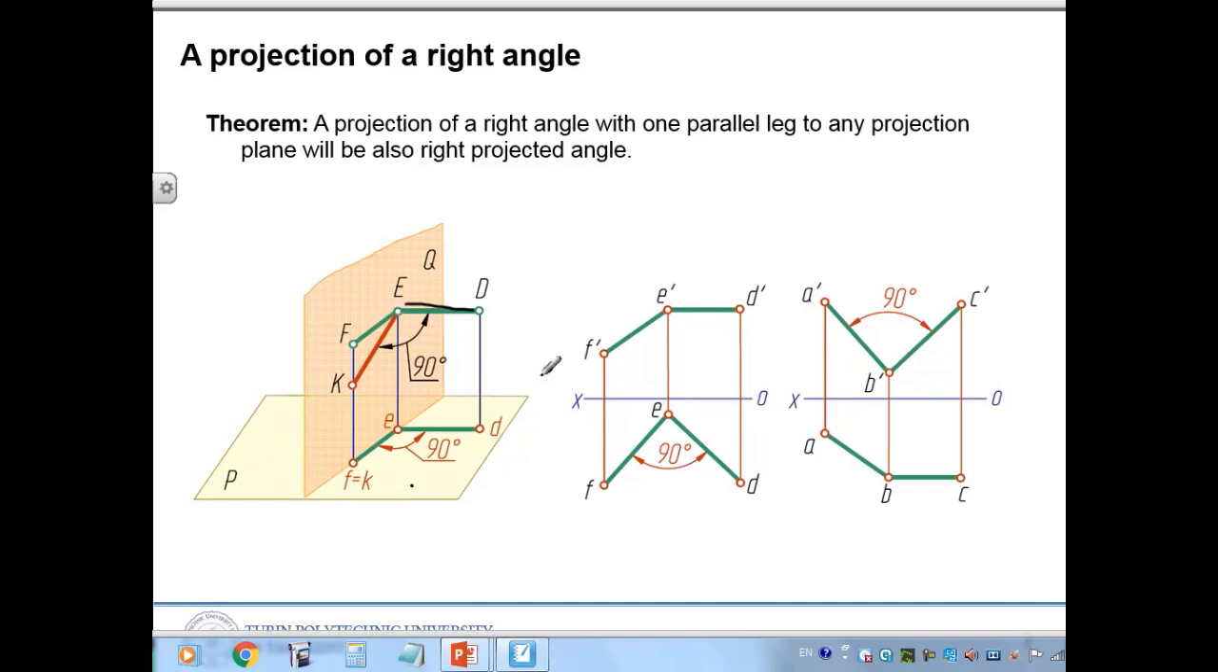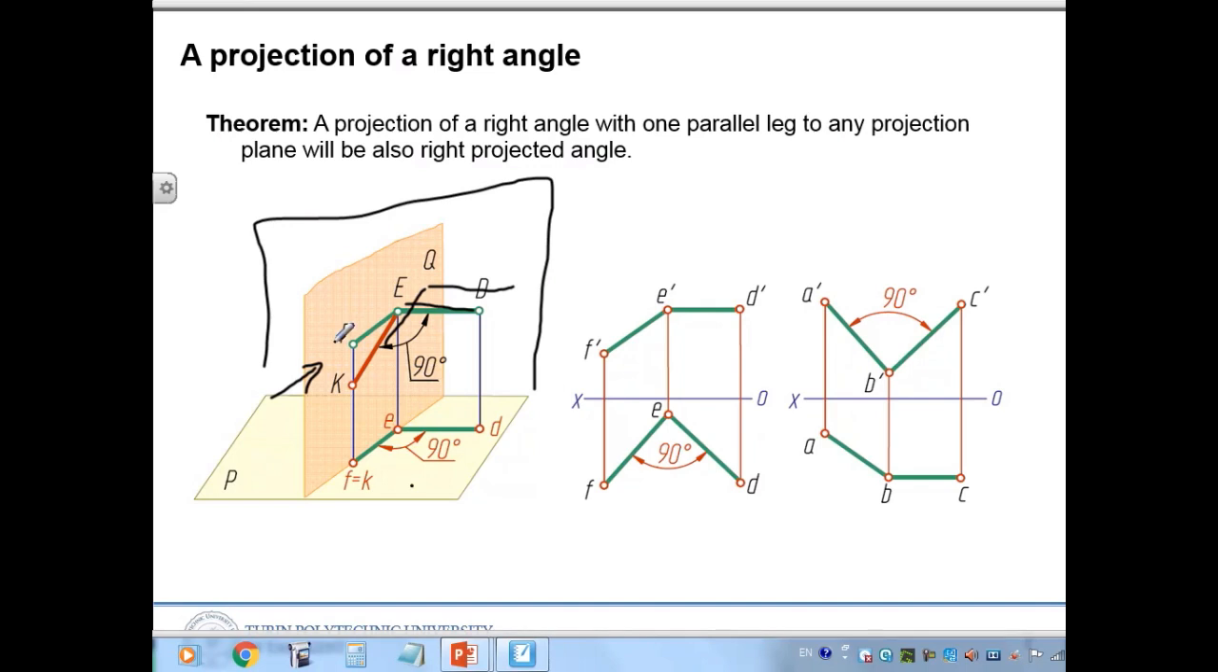So this thing we can see here. Okay, in one projection it's 90-degree, but in another projection, if you project it to this plane, you will have something like this. Okay, so one leg ED is here, and KE is here, like this. So if in one projection, the front projection, it is 90-degree, but others might not be, if it's not parallel.